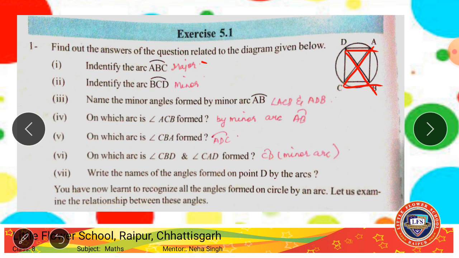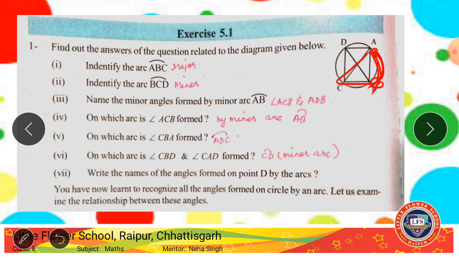You are not going to write it like this. In the next slide I have mentioned how you are going to write, okay? On which arc is angle ACB formed? Now ACB, what is the angle ACB? Which arc is it formed on? On the minor arc AB, right? See, this is ending up at B and A, and the arc joining AB is minor, so minor arc AB.